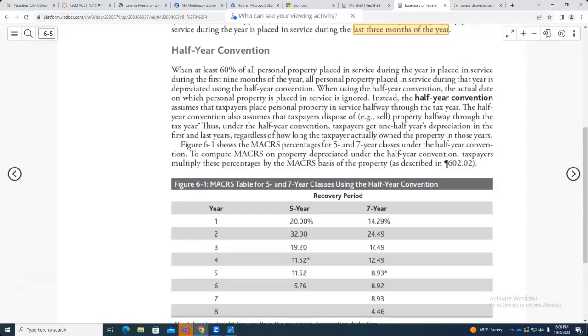Why is that? Because assuming here is 5-year property, you have 5 fingers and every finger is 1 year. If you use half-year convention, then in year 1 you are using half year. Years 2, 3, 4, 5, you are using full-year depreciation. So how many years is this? It is 4 years and a half, right? That means in year 6, you are using half-year depreciation. So half year in year 1, half year in year 6, and in between, it's all full-year depreciation. Make sense?